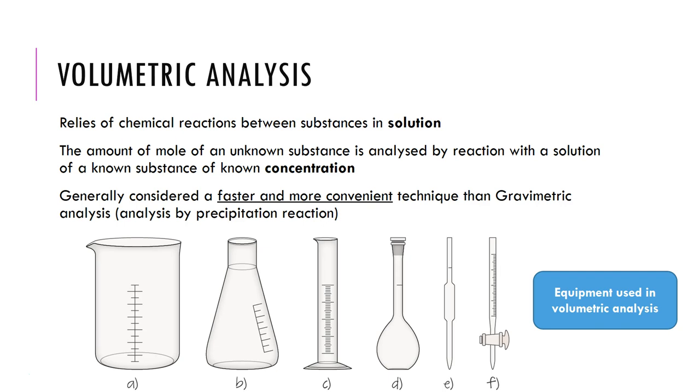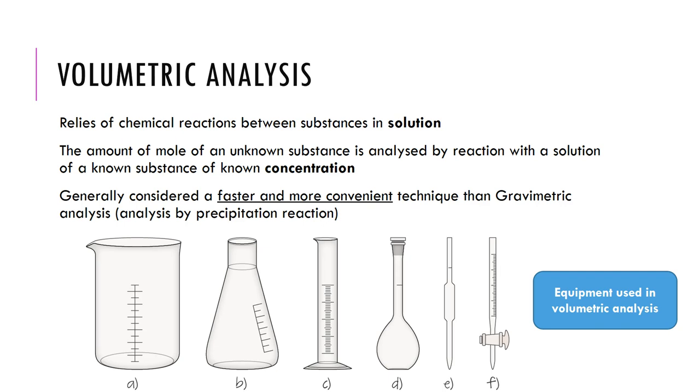So we might have, say, a bathroom cleaner that has a base as the active ingredient in it, but we don't know the concentration of that base. So we would react it with a solution of acid that we know the concentration of. And then however much acid it took, we can work out how many moles of equivalent base would be there. So we use this essentially as an analytical technique to figure out something that we may not know.